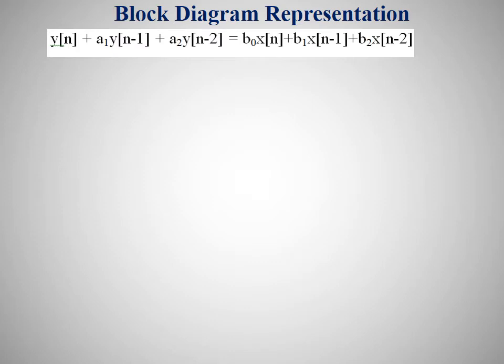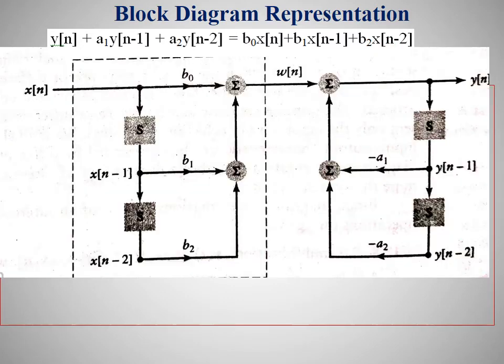Next, let us go on to the detailed representation of the block diagram using two simple representations. The first representation is, given a difference equation, y of n plus a1 y of n minus 1 plus a2 y of n minus 2 is going to be equal to b0 x of n plus b1 x of n minus 1 plus b2 x of n minus 2, how would the block diagram be considered?